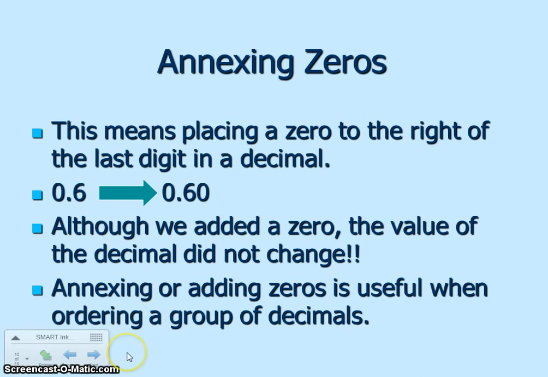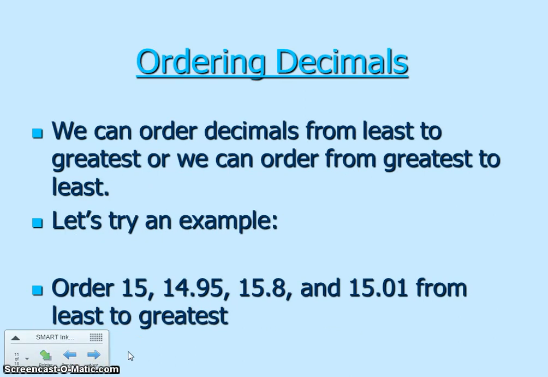So annexing or adding zeros is useful when ordering a group of decimals. It holds its place value. It makes it easier for you to order. So we can order decimals from least to greatest or from greatest to least. So let's look at our example. Go ahead and write these numbers down in your math journal. 15, 14.95, 15.8, and 15.01 from least to greatest. Now would be a good time to pause your video for a second in order to write those numbers down.